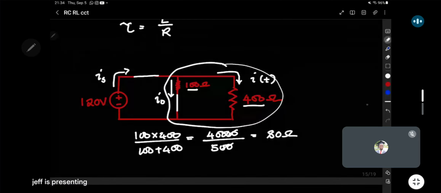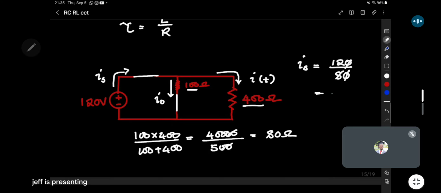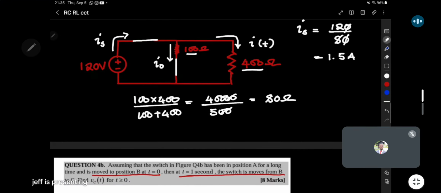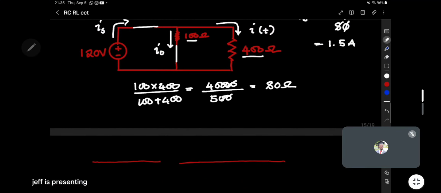I can now get the current that was coming from the 120 volt supply. The current coming from the source in this orientation will be the voltage divided by the resistance, which is 80. You see that the 0 falls off. So here we're getting 1.5 amps. Okay, now we know how much current is coming from the 120 volt supply. Oh yeah, I think that was a quicker way of actually getting it without going through this. I hope you guys were able to see that, but I'll still describe it.